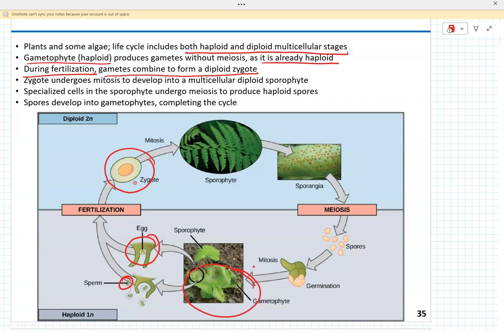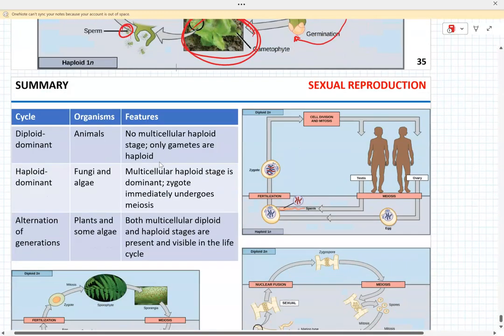The zygote undergoes mitosis, developing a multicellular sporophyte. Special cells in the sporophyte, cells in sporangia, undergo meiosis, producing spores, which are haploid. Spores develop into gametophytes through mitosis, and the life cycle is now complete.